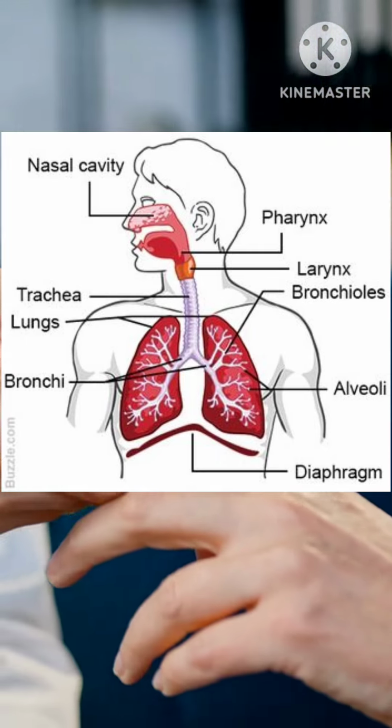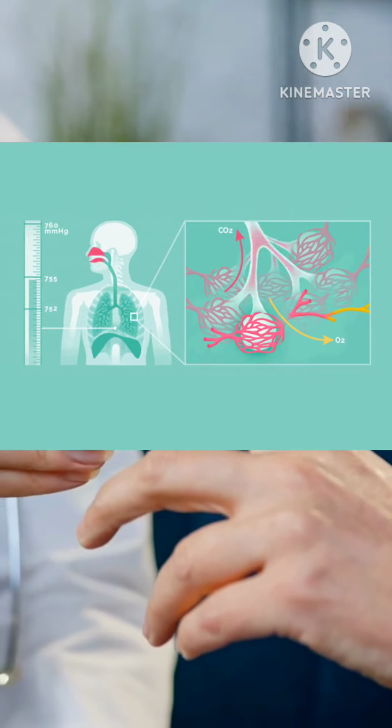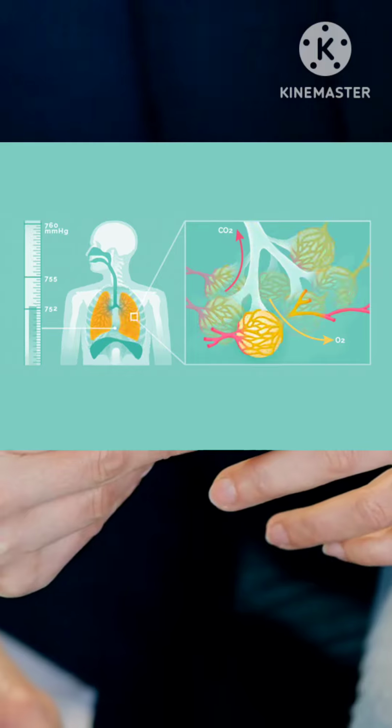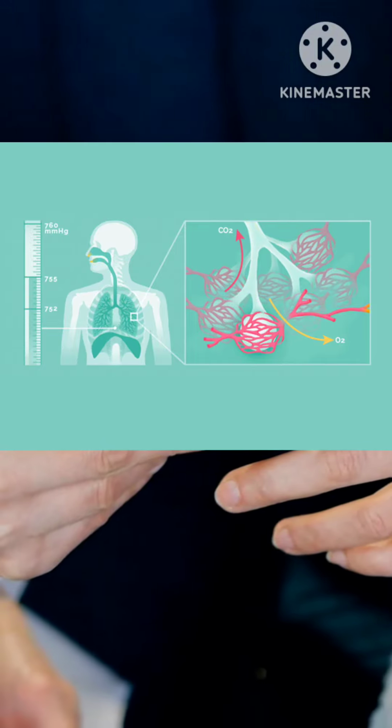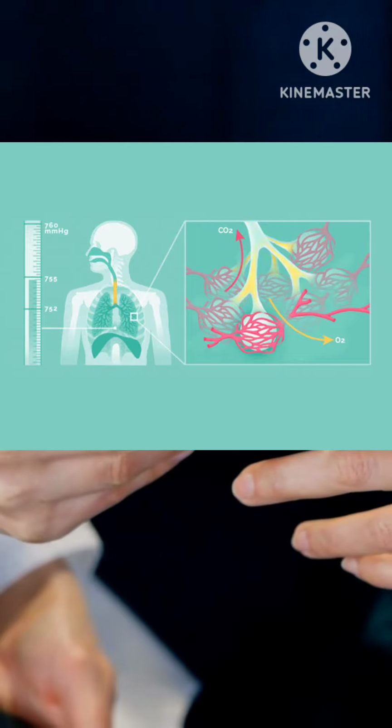During exhalation, the diaphragm and intercostal muscles relax, reducing the volume of the chest cavity. This forces air, now rich in carbon dioxide, out of the lungs through the airways and out of the body.